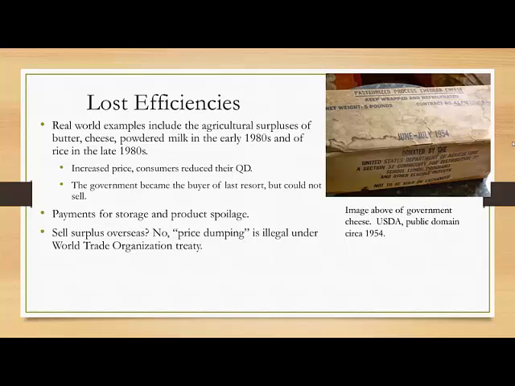The government entered the market and purchased the surplus quantities at the price floor price. The government became the buyer of last resort. But the government could not sell the surplus products without damaging the market. Therefore, the government distributed these products to schools and low-income individuals. Payments for storage and product spoilage increased the inefficiencies of these programs. With the government buying the surpluses, producers had no incentive to reduce production. The law of supply. Selling overseas could be an option, but would be met by hostility, since price dumping is illegal under the World Trade Organization.